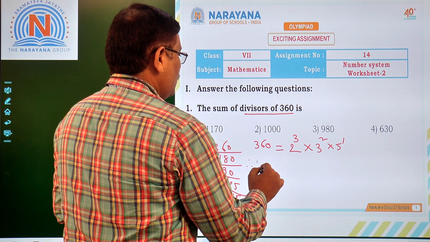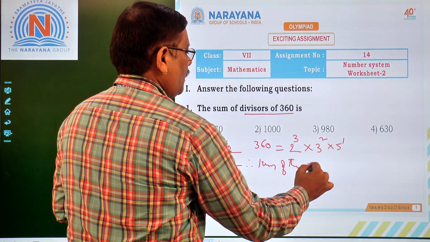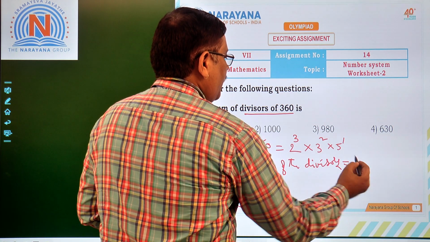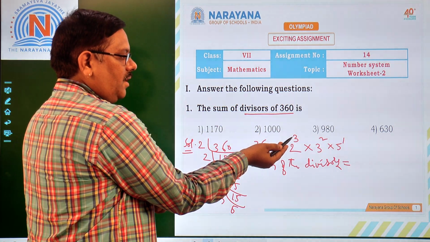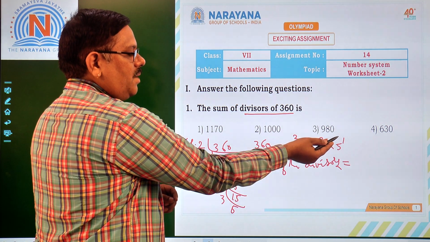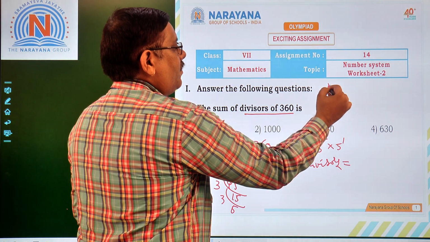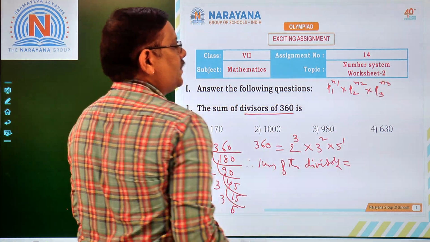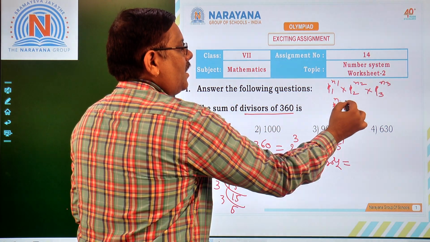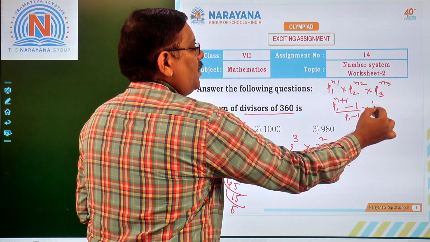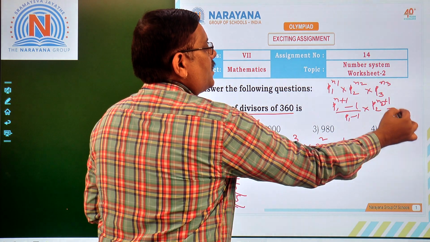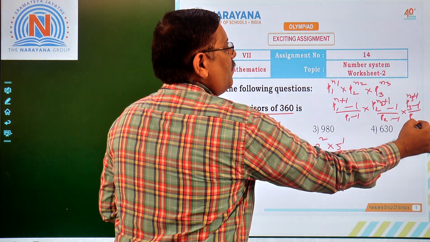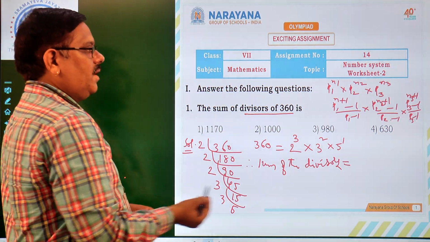Therefore, what is asked now? Sum of the divisors. The sum of the divisors is given by: if you have something like P1 power N1 into P2 power N2 into P3 power N3, then the sum will be P1 power N1 plus 1 minus 1 by P1 minus 1, into P2 power N2 plus 1 minus 1 by P2 minus 1, into P3 power N3 plus 1 minus 1 by P3 minus 1. This formula you already know, so we have to write it in that form.